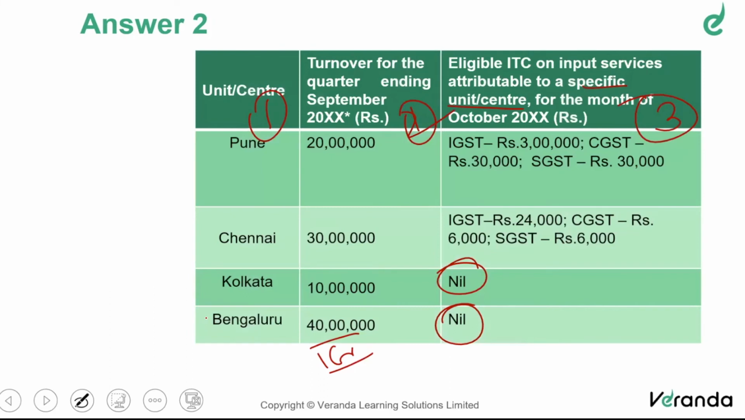Next slide, exclusively or directly attributable ITC is given. So to Pune, very simple. Now, can you tell me how this will be distributed for Pune? 3,30,000 and 30,000 will remain. IGST, CGST, and SGST will be separately distributed. Whereas to Chennai, all of it will be distributed as IGST. This entire 36,000 is distributed as IGST. That is the important thing. The other 2 are nil.